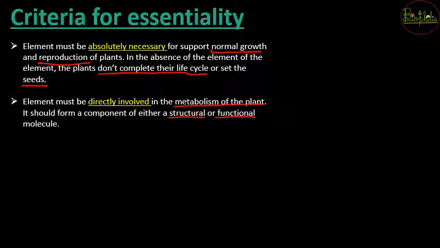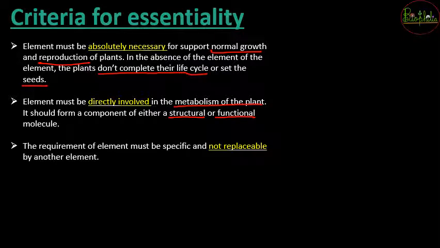The third criterion is that it should be specific and non-replaceable, that is, if there is a deficiency, there should be no substitute for it. That element should be provided, and only then will the requirement be fulfilled. That means it must be specific and non-replaceable. So that makes up the third criterion for essential elements.